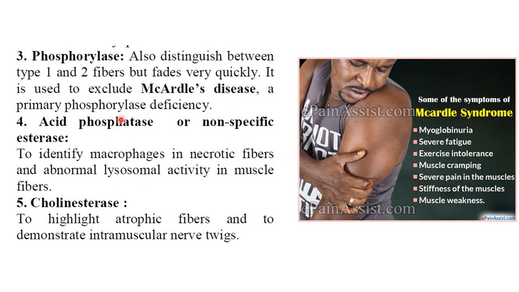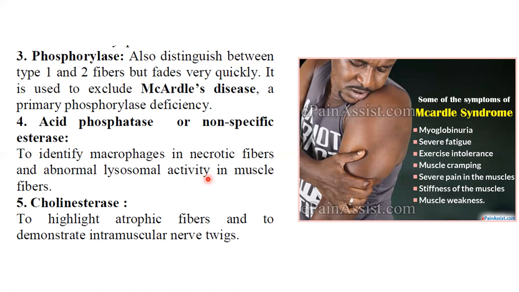Then the fourth one is acid phosphatase and non-specific esterases. The idea of demonstrating acid phosphatase and non-specific esterases is to identify macrophages in new necrotic fibers and abnormal lysosomal activities within the muscle fibers. Any muscular disorders related to macrophage dysfunctions can be identified by demonstrating acid phosphatase within the tissues. So this is the primary idea behind demonstration of acid phosphatase.